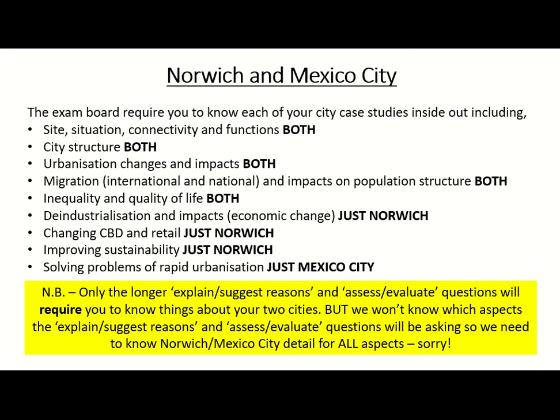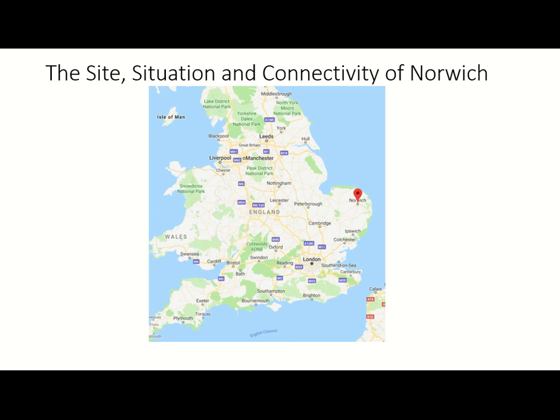So we're going to start with Norwich, okay? And with regards to Norwich, I'm going to present to you some of the definitions of the key terms, which I'm not going to repeat when we get to Mexico City. So for Norwich, it might take a little bit longer to get through. So site, situation and connectivity, they're the first 3 things that we encountered in that first bullet point.